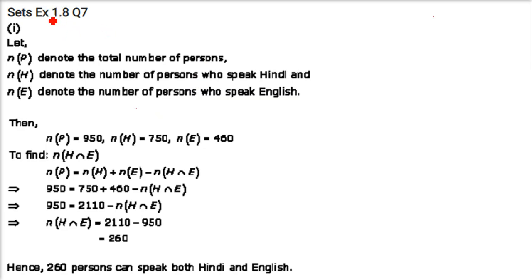The next question is 1.8, question 7. In a group of 950 persons, 750 can speak Hindi, and 460 can speak English. Find how many can speak both English and Hindi. That is, we have to find H intersection E.